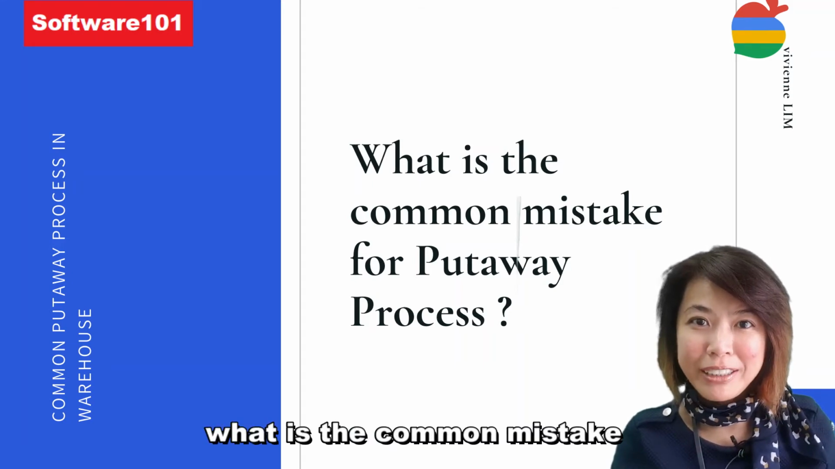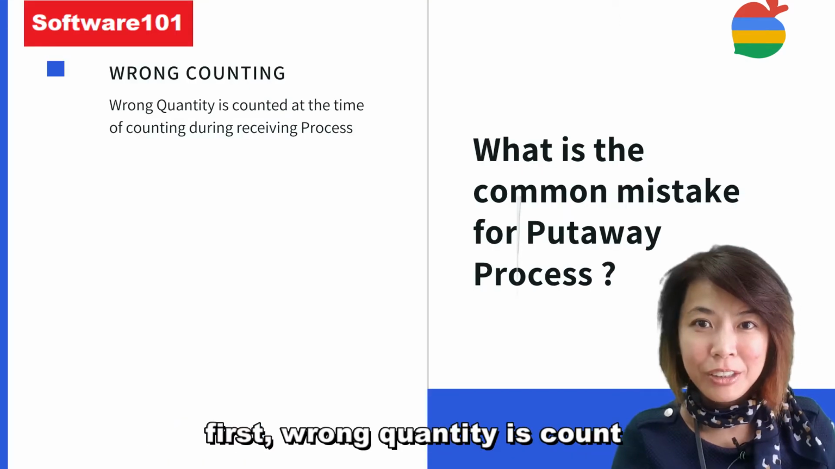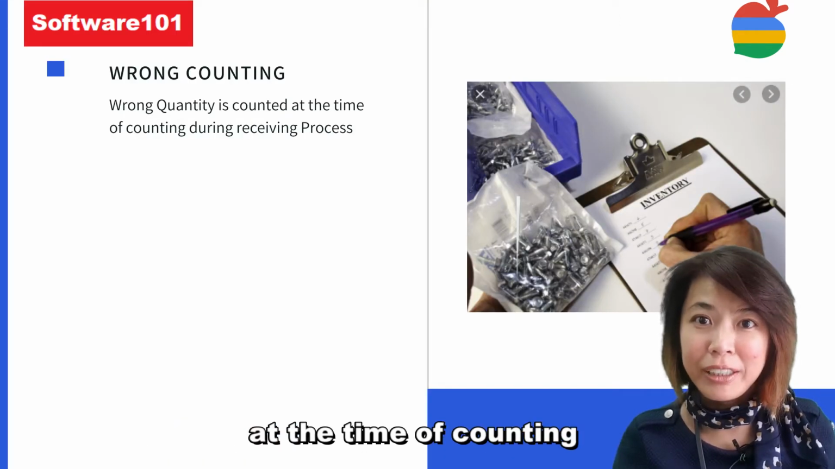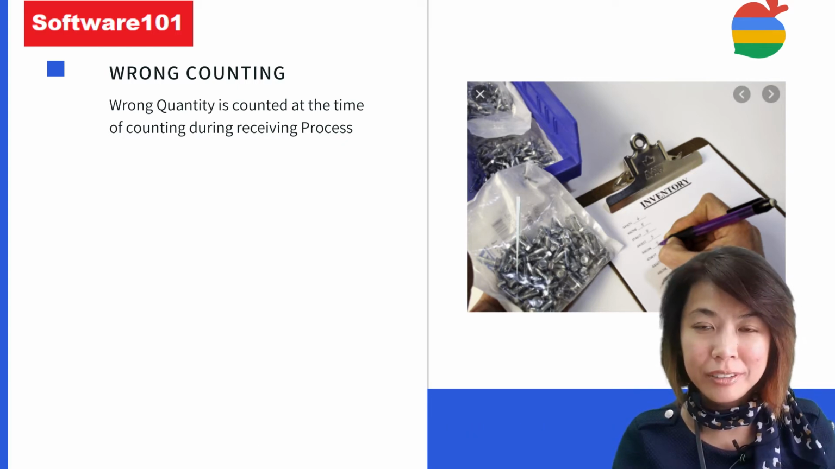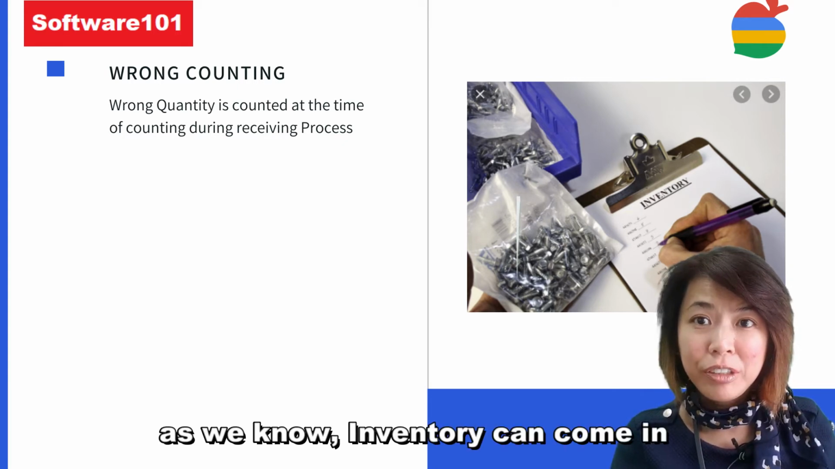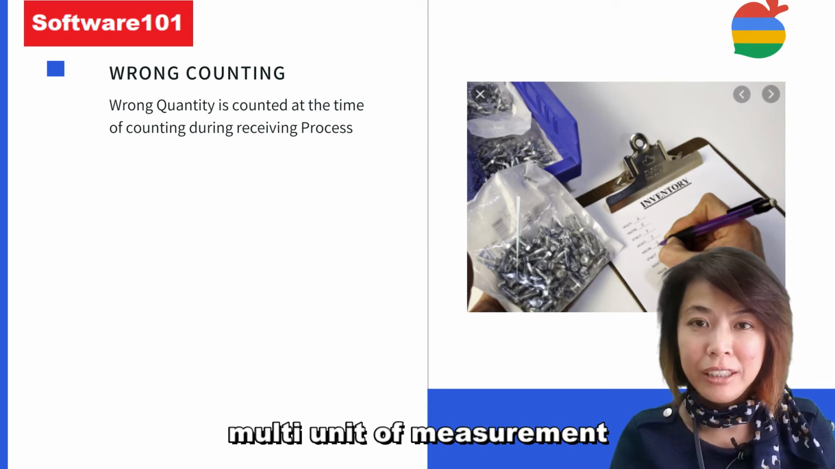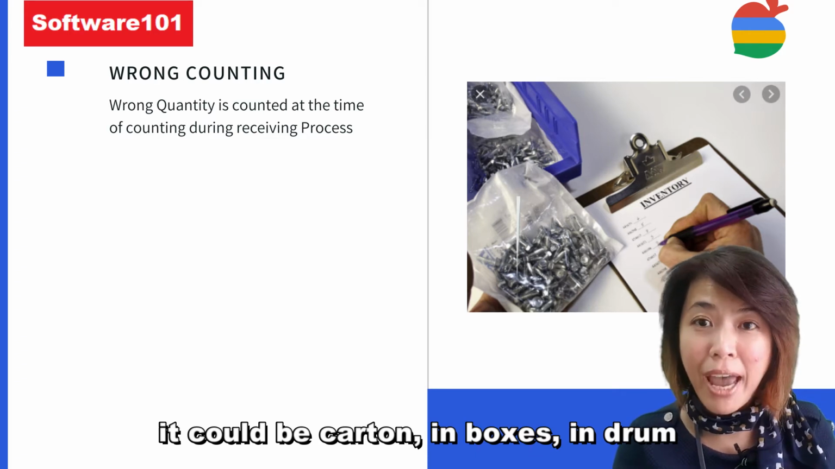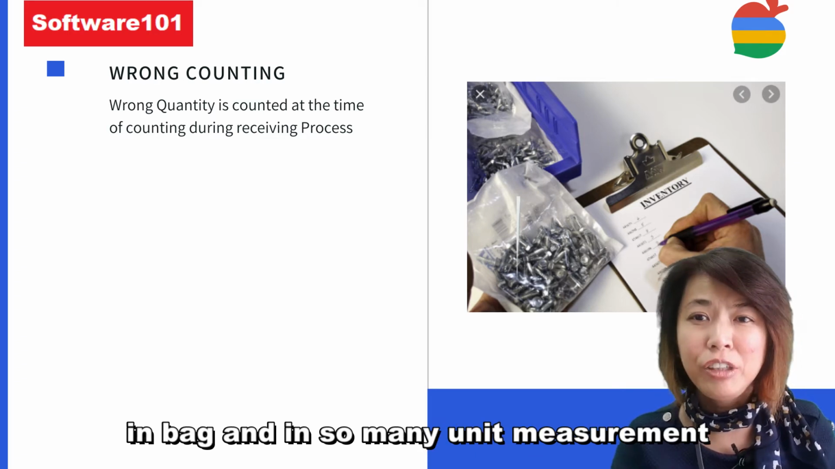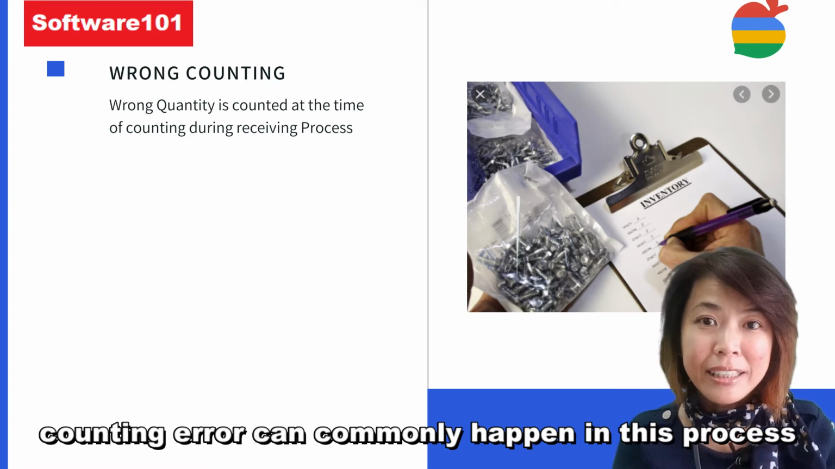What are the common mistakes in the put away process in the warehouse? First, the wrong quantity is counted at the time of counting during the receiving process. As we know, inventory can come in multiple units of measurement. It could be in cartons, boxes, drums, bags, and so many unique measurements. Counting errors can commonly happen in this process.